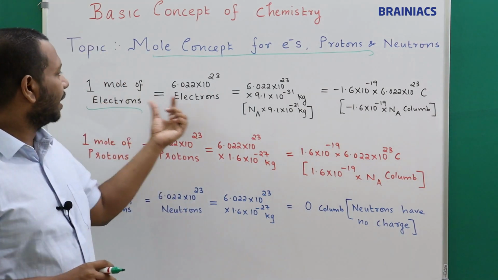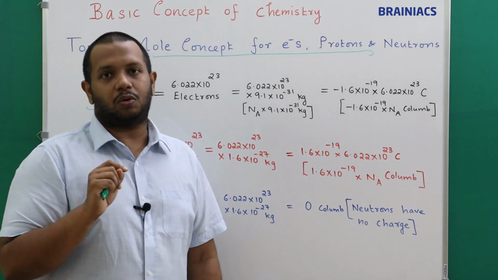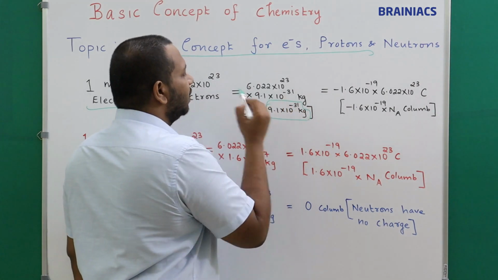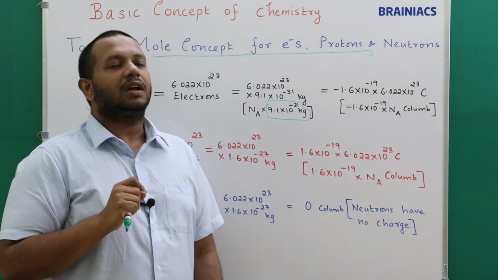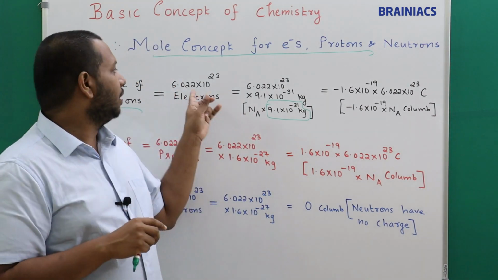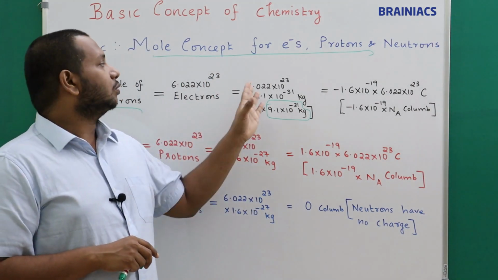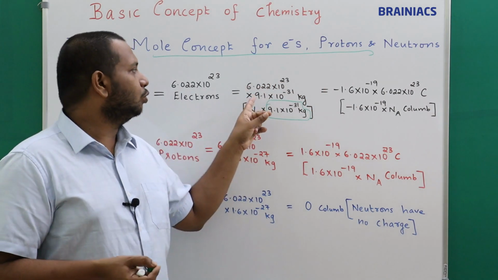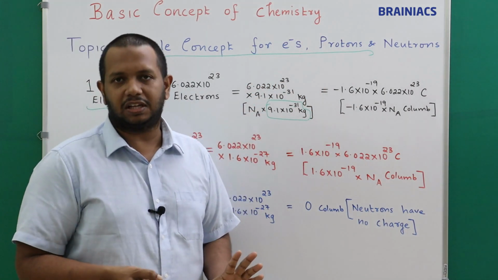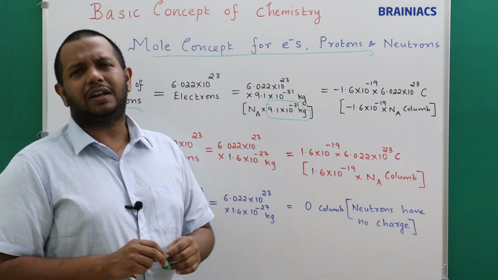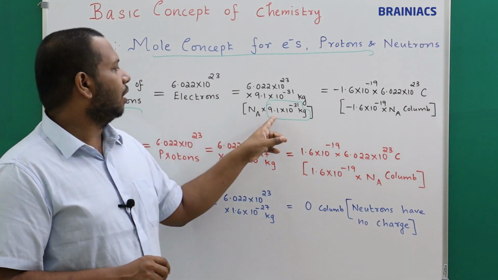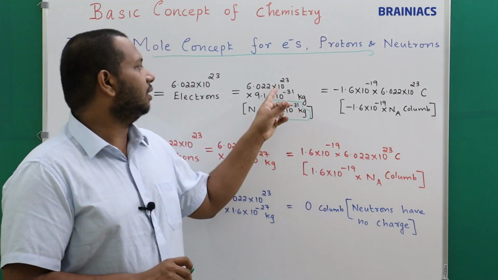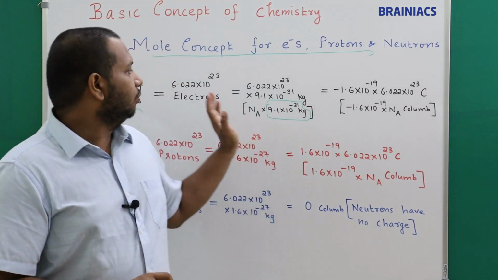Now tell me, 1 mole of electrons has a mass of how much? I know that one electron has a mass of 9.1 × 10^-31 kg. That is the mass of one single electron. Now we know that 1 mole of electrons means how many electrons? 6.022 × 10^23. So that many electrons will have a total mass of how much? 6.022 × 10^23 × mass of one electron, that is 9.1 × 10^-31 kg. You can remember it like this only. You don't want to learn it in the form of a figure. So I can say that the mass of 1 mole of electrons in kilograms is equal to 6.022 × 10^23 × 9.1 × 10^-31 kg.